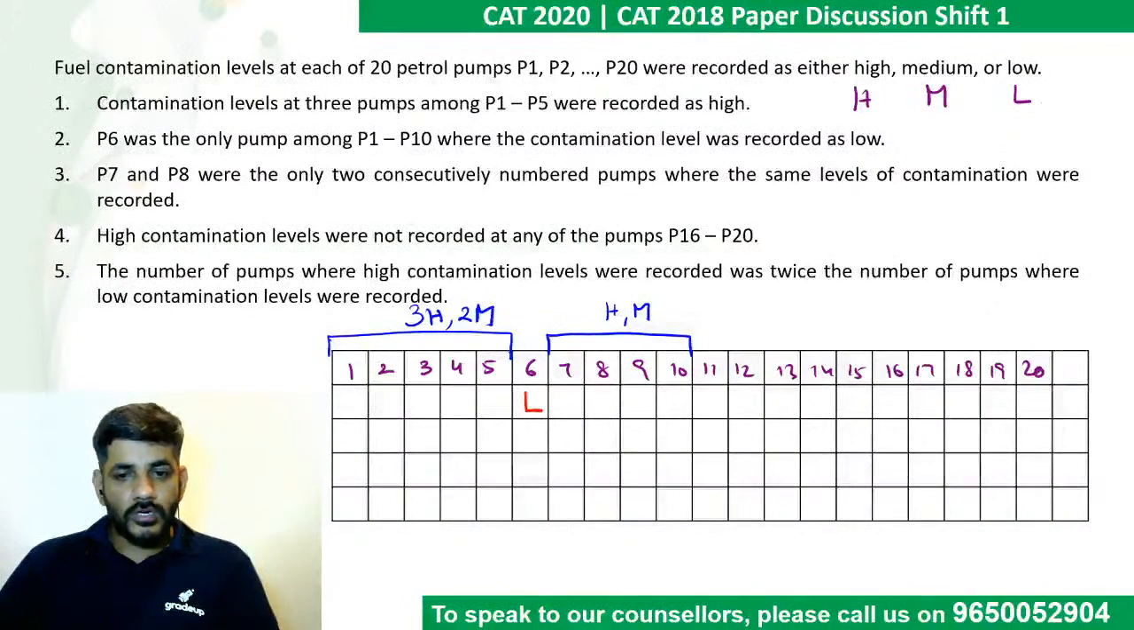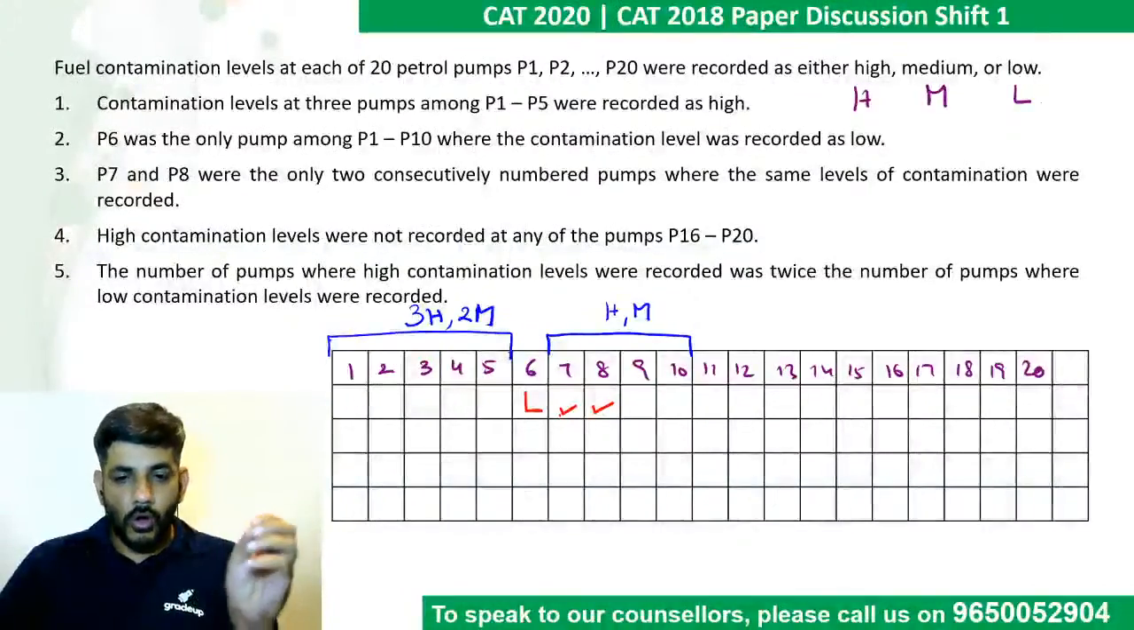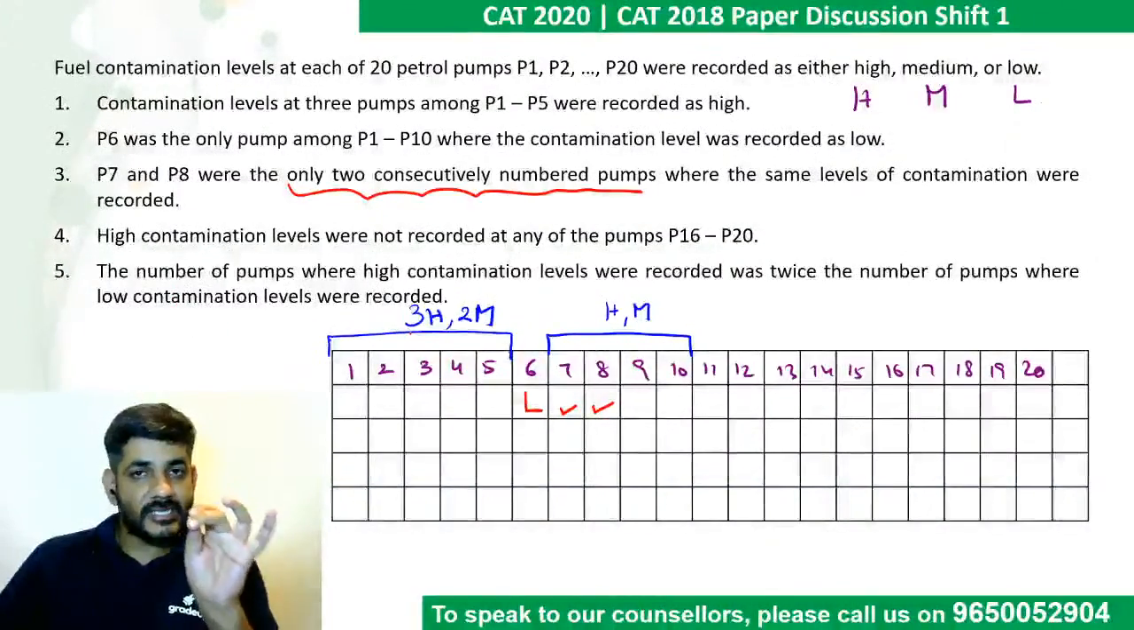P7 and P8 were the only 2 consecutively numbered pumps where the same level of contamination was recorded. That means these 2 are the same, that is 7 and 8. Right? So whatever we write here, the same thing we would be writing here. It would be either HH or MM. Moreover, he is telling you that this is the only 2 consecutively numbered pumps where they are recorded the same. So only 2 where they are same.